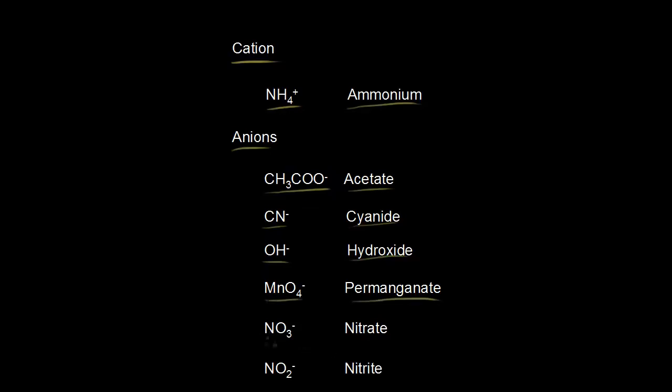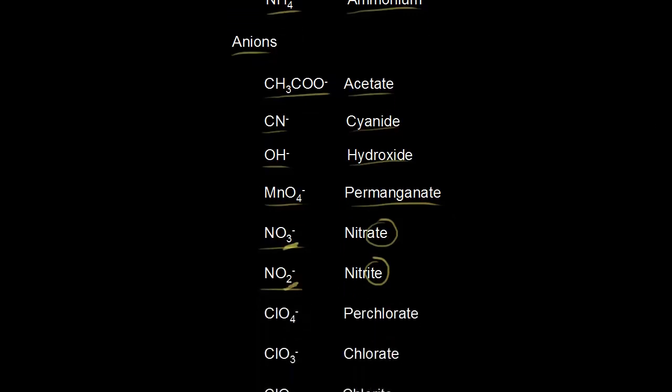And when you get to NO3- versus NO2-, look at the endings. NO3- is nitrate, right? So we have an -ate suffix here, which means more oxygens, versus the -ite suffix, which means fewer oxygens. So we can see that nitrate has 3 oxygens and nitrite has 2 oxygens. And that ending is important because it's going to help you with some of the other polyatomic ions.